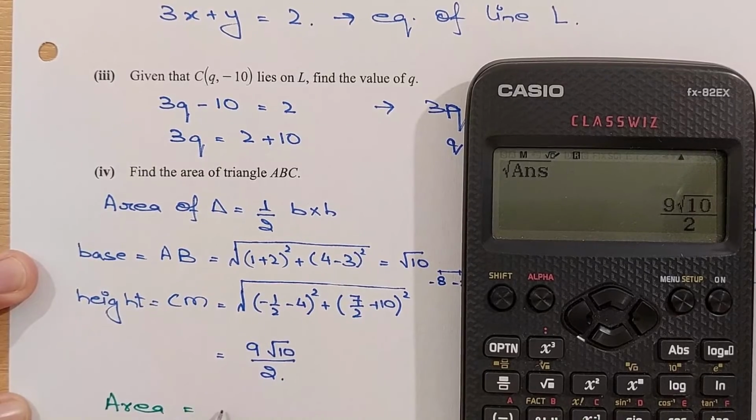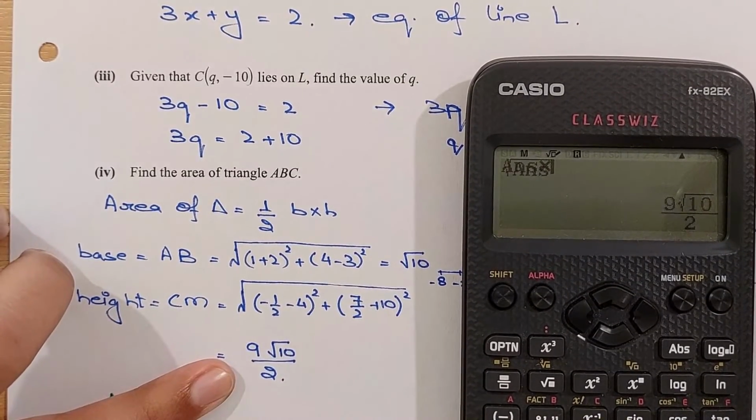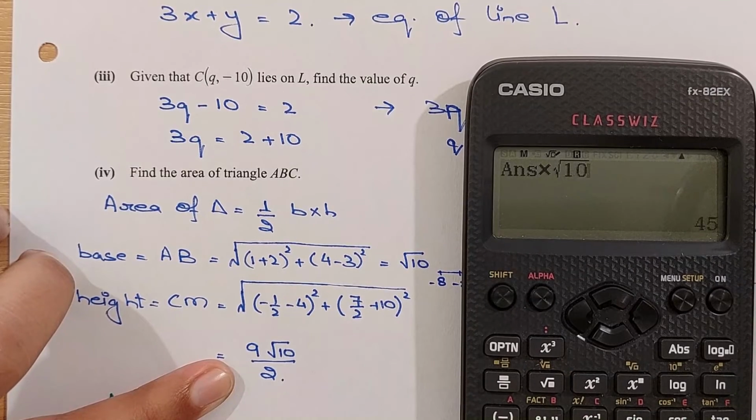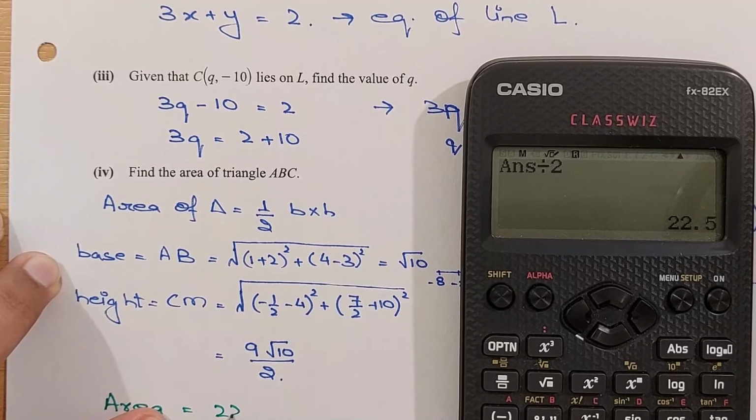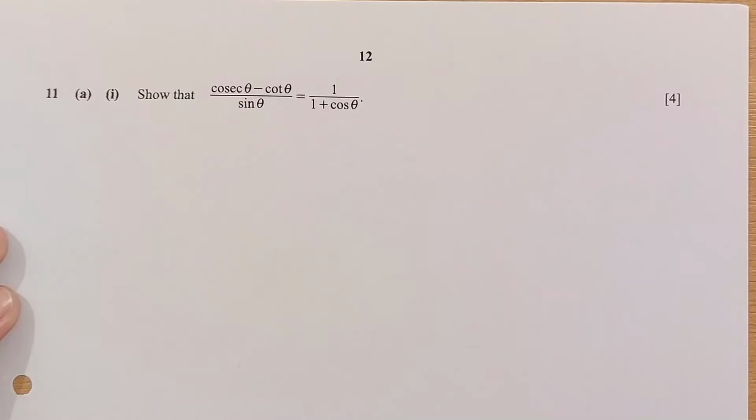Now let me work on the area of the triangle. Area is half base times height, so half times the height, 9 square root of 10 divided by 2, multiplied by square root of 10. This equals 22.5. Yes, 22.5 is the area of the triangle.